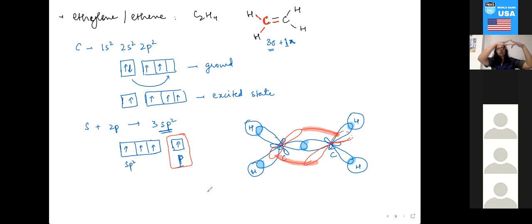Here you have the sigma overlap. The hydrogens are also in this plane, the carbons are also in this plane, all of them are in this plane. Only the p orbitals, the double bond part, is above and below.